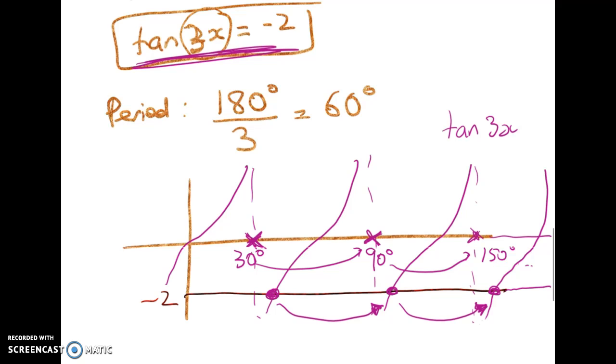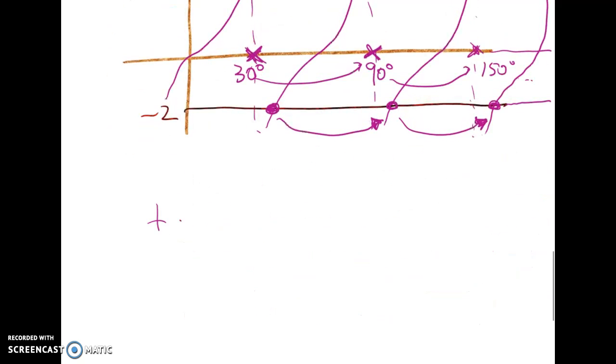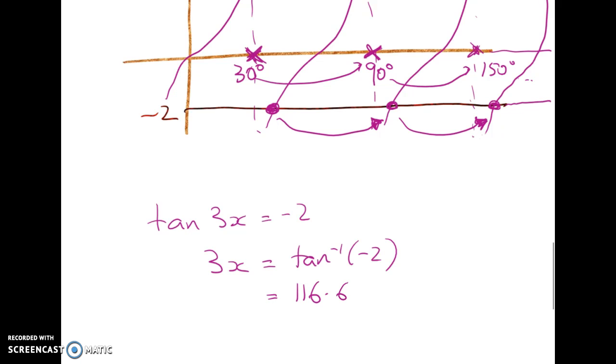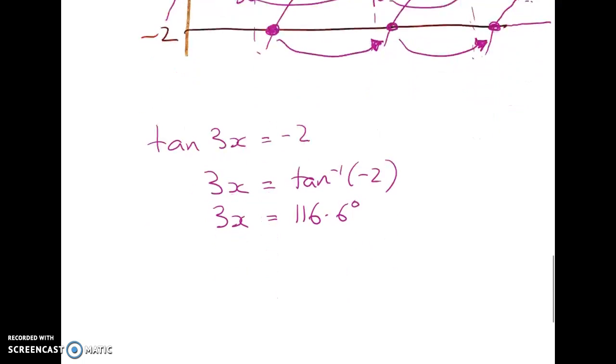Okay, so let's go through with finding the first solution in here. All right, so we've got tan of 3x is negative 2, so 3x is equal to tan inverse of negative 2, and that gives me 116.6 degrees. I don't want 3x, I want x. So the first solution comes in at 38.9 degrees.